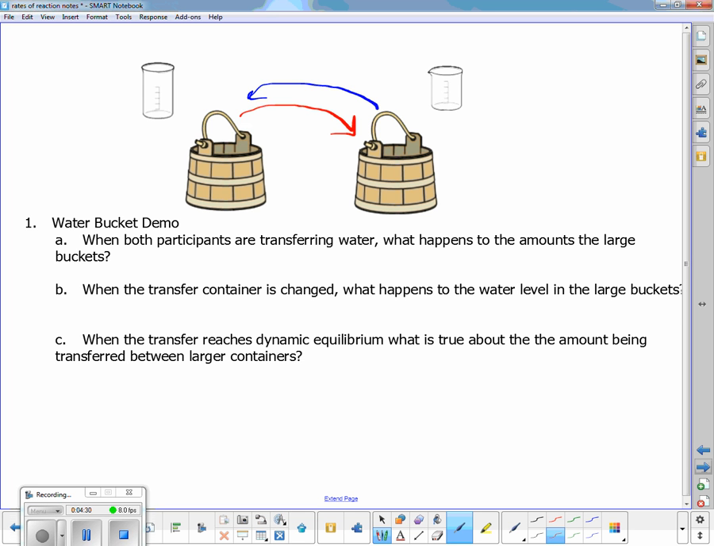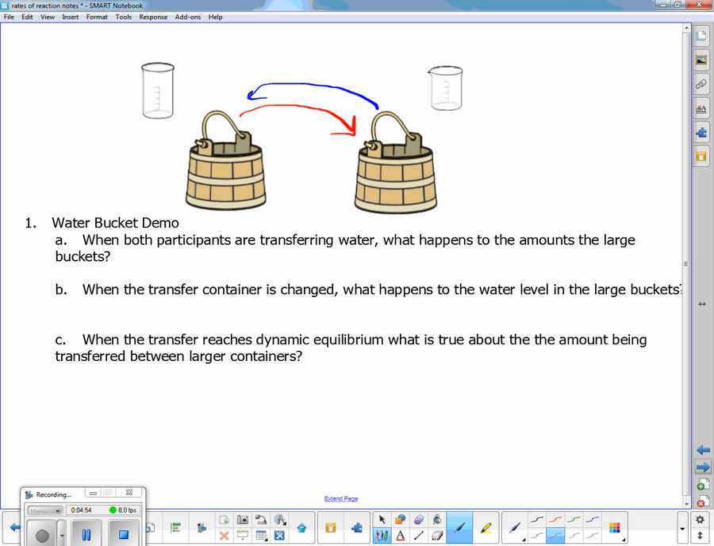So let's see if we can answer these questions. What happens to the amount in the larger buckets? So when I had the larger beaker moving stuff, that bucket became small. When the transfer containers are changed, when I changed to small, let's try this again.